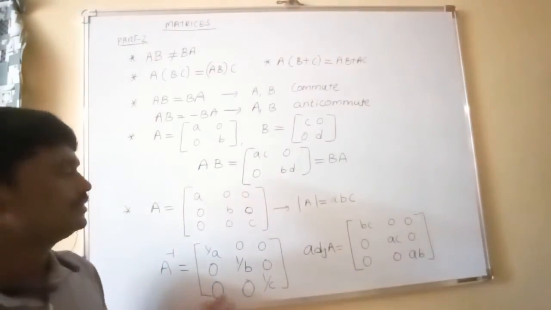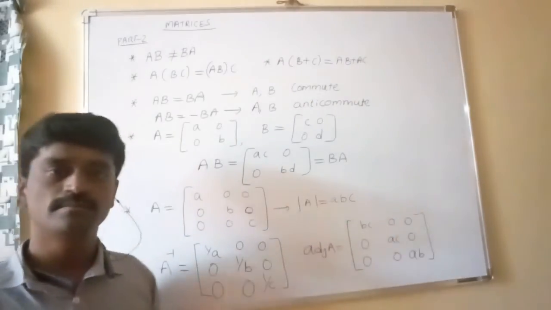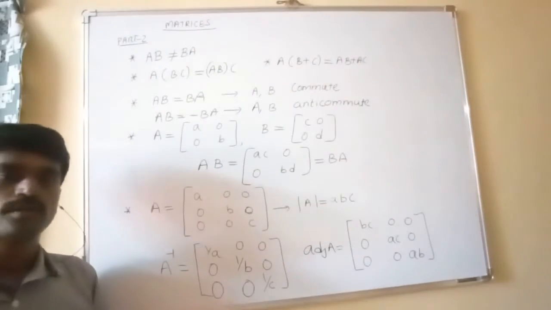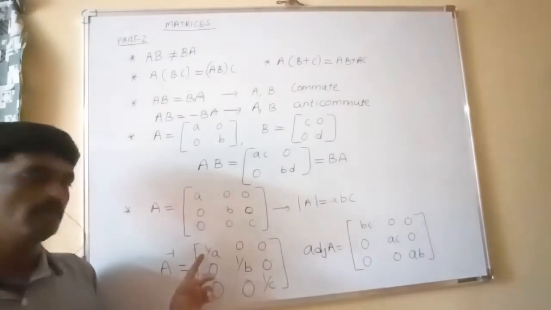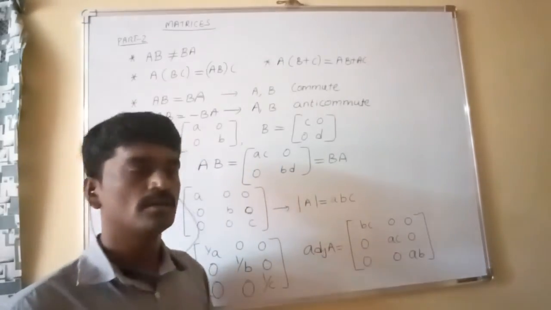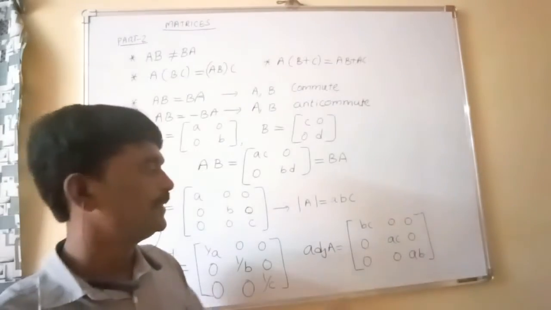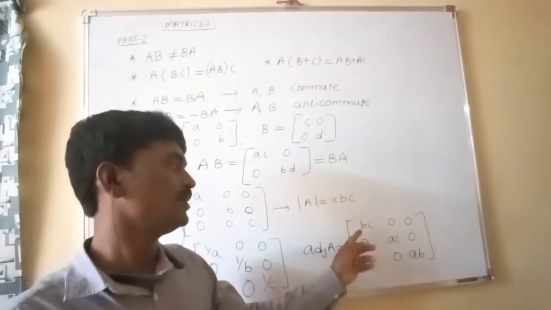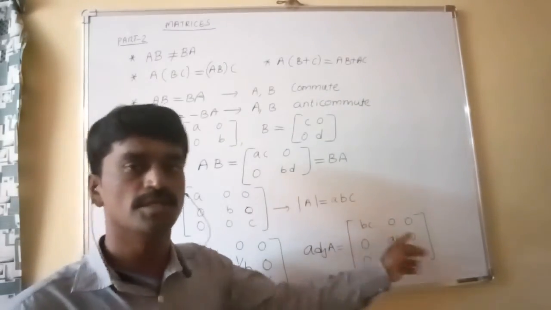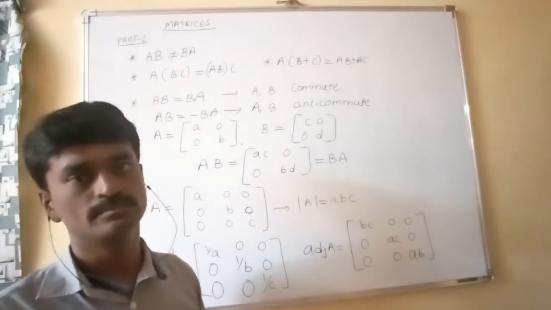Okay? So not only 3 by 3, if you take 4 by 4 also, then the determinant of A becomes abcd. And A inverse becomes a diagonal matrix whose diagonal elements are 1 by a, 1 by b, 1 by c, 1 by d. And adjoint A is, suppose abcd is there, so the first diagonal element is a, then in 4 by 4, adjoint A becomes, first diagonal element becomes bcd. Next, acd, etc. Okay?